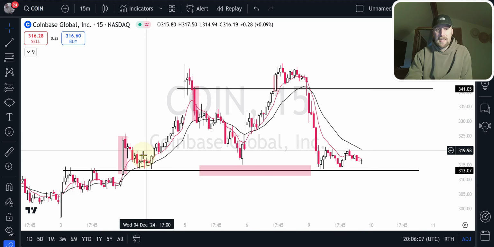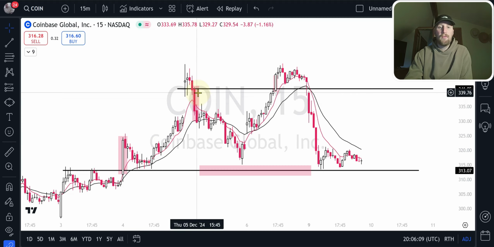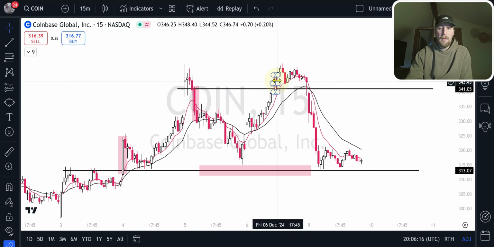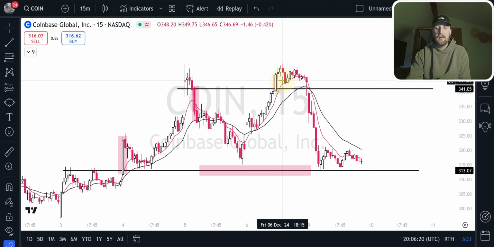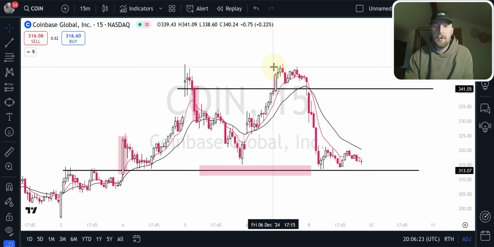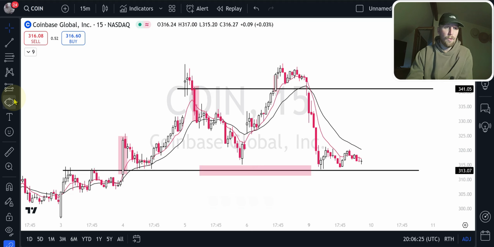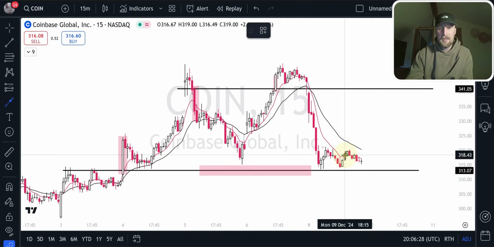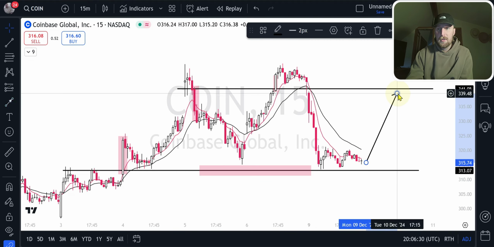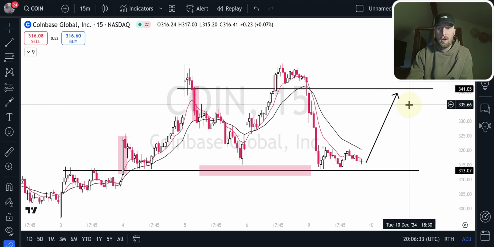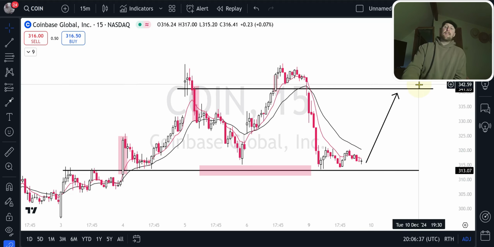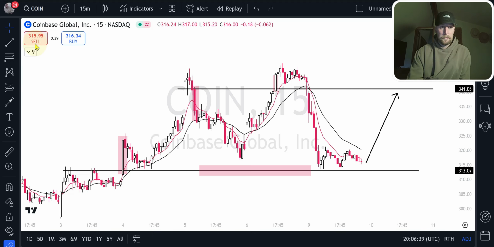Now, the next key pivot up was 341 when we broke through here. Okay? So each time we come back up, this is going to be our next take profit. This key pivot up here. So the move that we're looking for on Coinbase is to move back up to 341. Take profit. Okay? That is the simplified version.